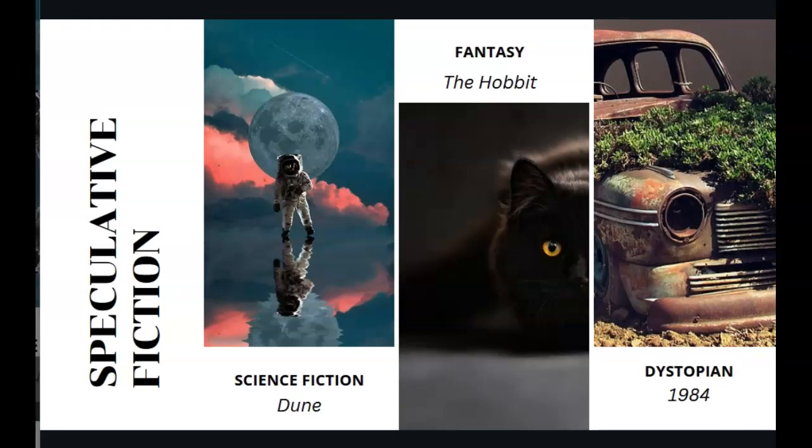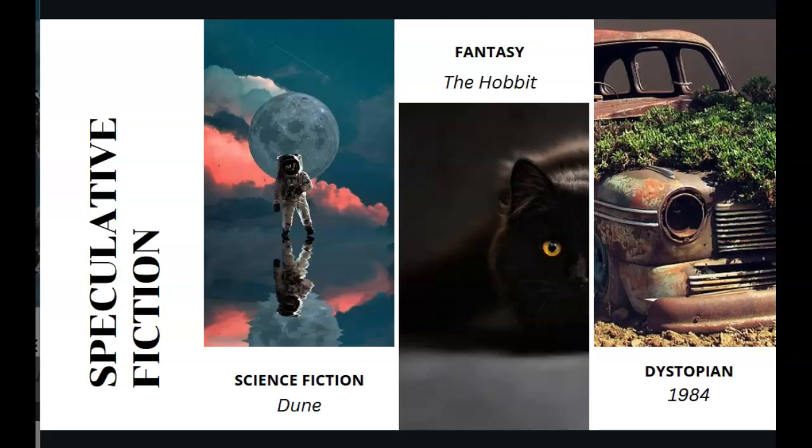All right, speculative fiction. Speculative fiction is a large umbrella, and underneath of that, you're going to have any kind of story that isn't necessarily real, like real in the physical sense. So science fiction, fantasy, dystopian, these are three different types of genres that fit under that larger umbrella of speculative fiction. And some examples: under science fiction, that would be Dune. Fantasy, that would be The Hobbit. And for dystopian, that would be 1984.